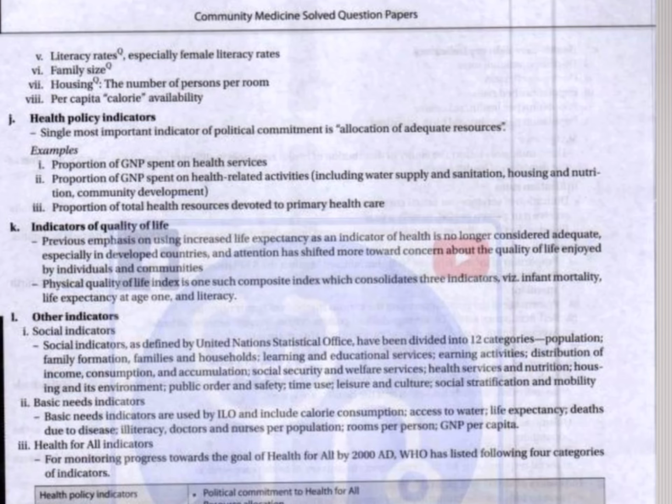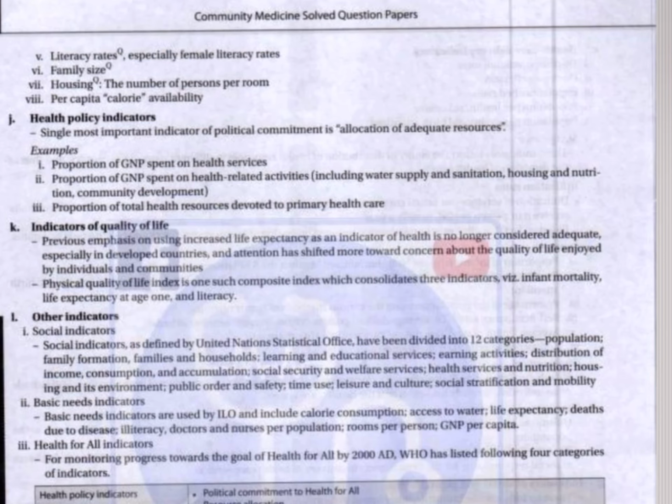Health policy indicators. The single most important indicator of political commitment is allocation of adequate resources. Examples: 1. Proportion of GNP spent on health services. 2. Proportion of GNP spent on health-related activities including water supply and sanitation, housing, and community development. 3. Proportion of total health resources devoted to primary health care.